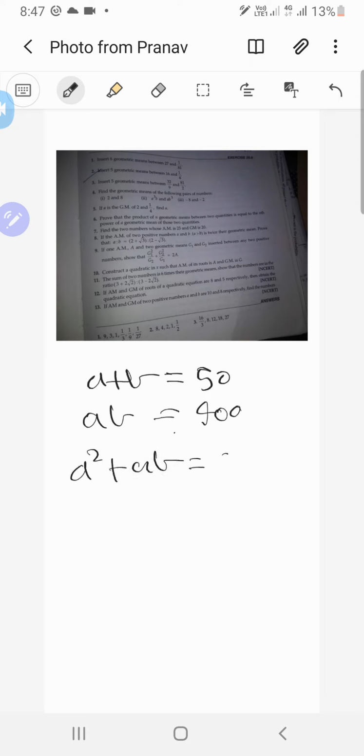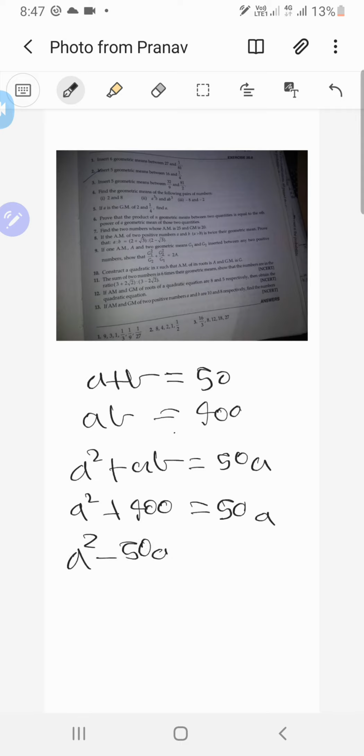So AM is 25, which means that this sum has to be 50, and their geometric mean is 20, which means that 20 squared, which is 400, is going to be equal to their product, right? The product of these two numbers. That's fine. So we'll just multiply this by a. So this will give me a squared plus ab is equal to 50a. You know that ab is 400, so you will get a squared plus 400 is equal to 50a. Which means that a squared minus 50a plus 400 is equal to 0.